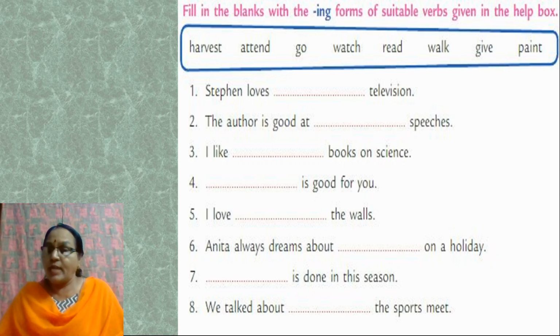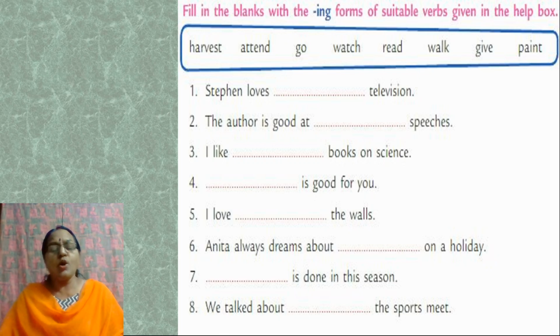The author is good at dash speeches. So the verb given is give. We'll add an ing, it becomes giving. The author is good at giving speeches. I like dash books on science. I like reading books on science. Fourth one, dash is good for you. So the verb is walk. So add an ing, it becomes walking. Walking is good for you. Fifth one, I love dash the walls. I love painting the walls.